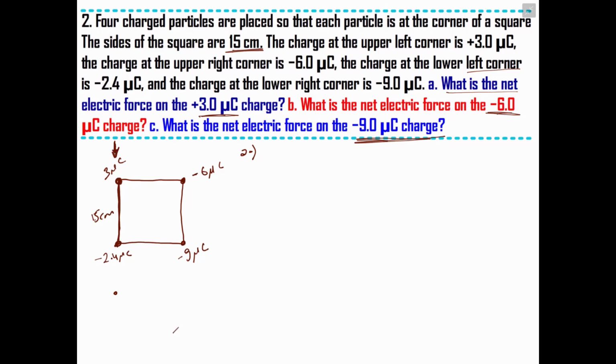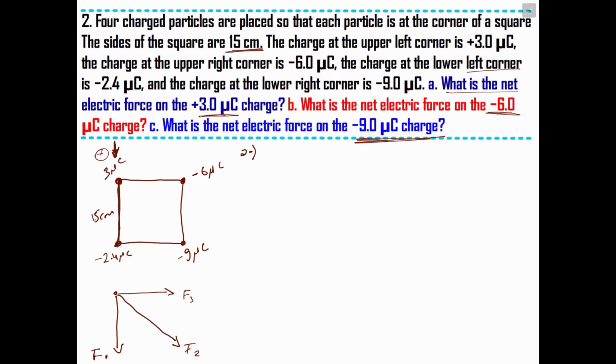So this is the positively charged, and the others are all negative charges. So they are all going to attract it. The -6 microcoulomb will attract it, the -2.4 microcoulomb will attract it, and the -9 microcoulomb will attract it. Let's say this is the force 1. This is the force 2. This is the force 3.